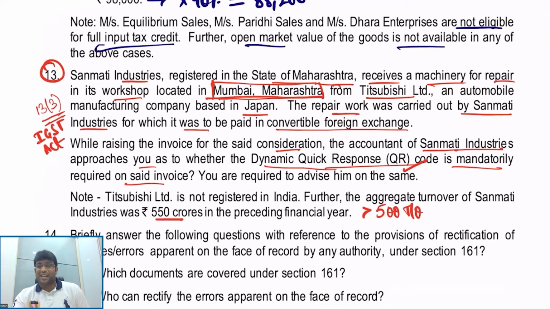If all these conditions are satisfied, my dear friends, invoice can be given even without a dynamic QR code. And the logic for that is very simple because the recipient who is outside India can't use that QR code for making payment to the supplier. So in this particular question, my dear friends, dynamic QR code is not mandatorily required. I hope we are getting clarity on this question. Wonderful. Next.